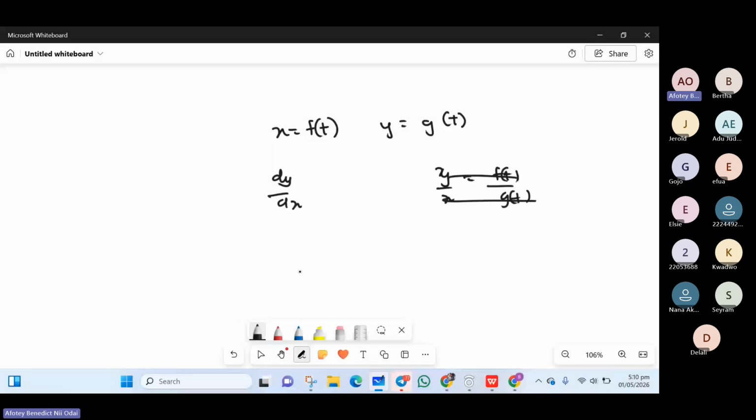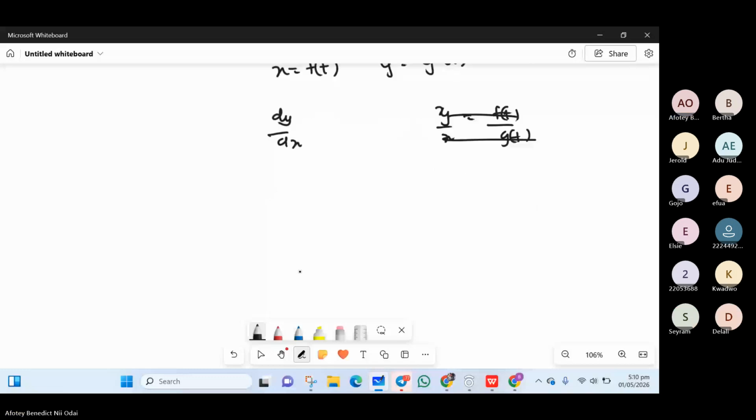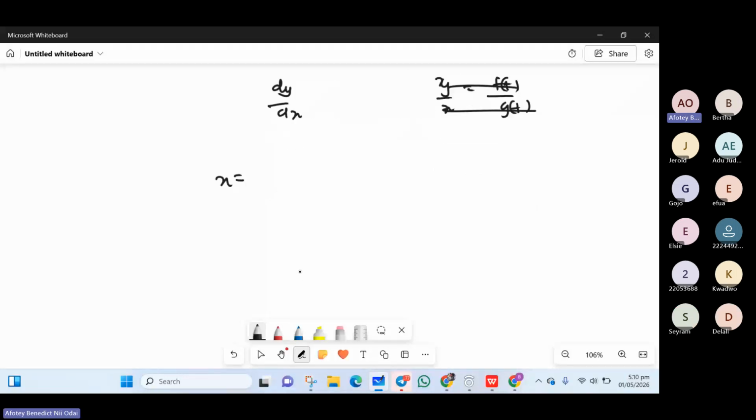So let x be equal to t minus t squared and y be equal to t minus t cubed. So we are differentiating with respect to t. So we won't get the t on the x, no. We rather get the x on the t. Please, do we get it?